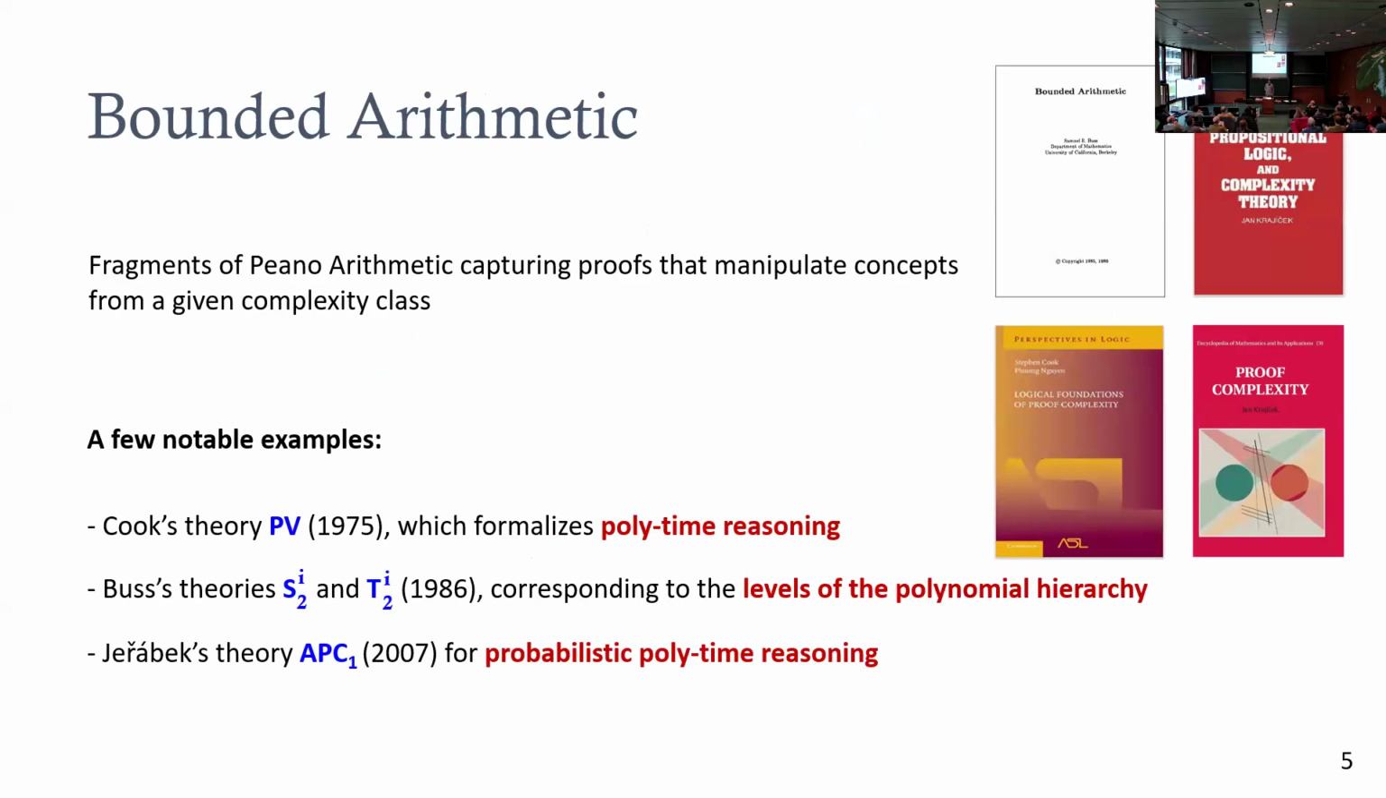These are theories that aim to manipulate concepts from a given complexity class. Some of the important examples here are the theory PV for polynomial time reasoning, Buss's theories S^1_2 and T^1_2, where the reasoning corresponds to the different levels of the polynomial hierarchy, and also Jeřábek's theory APC1 that is connected to probabilistic polynomial time reasoning.